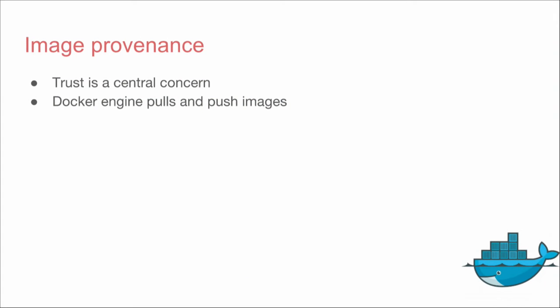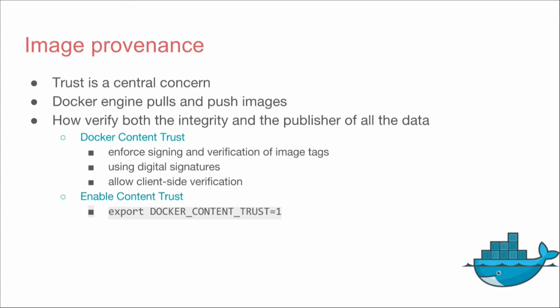And another big concern is image provenance. When you use systems that communicate across networks, trust is a central concern. When you use the Docker engine, you pull images and you push images. So how can you verify that you're getting the exact image that the developer has created? Or how can you know that the image has not been tampered with? Docker has solved this problem with Docker Content Trust, which basically signs the images with certificates, using digital signatures.